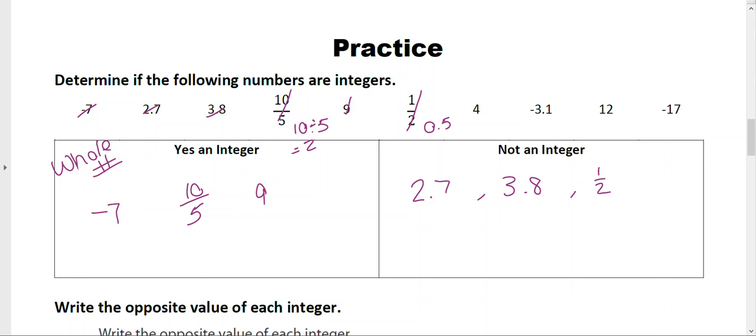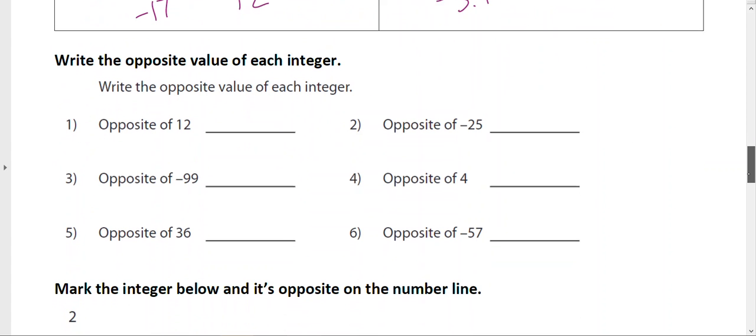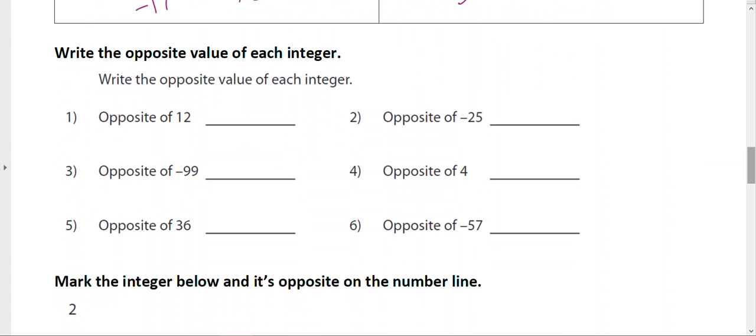4 is a whole number, so it is an integer. -3.1, it is a decimal, so it is not an integer, even though it is negative. 12 is a whole number, so that's an integer, and then -17 is also a whole number, so that is also an integer. For the next section, it says write the opposite value of each integer.